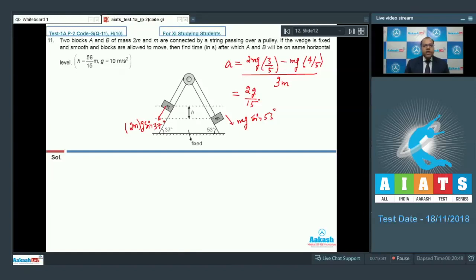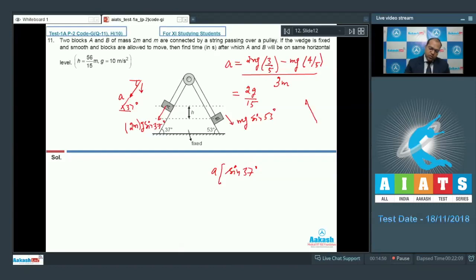Now I have to calculate the time in which A and B will be on same horizontal level. In order to calculate this time, I have to calculate the relative acceleration of A and B in vertical direction. A is moving in this direction and this angle is given 37 degree. So this angle is also 37 degree. So in this direction, the component will be A sine 37 degree, that is the acceleration of A in vertical direction.